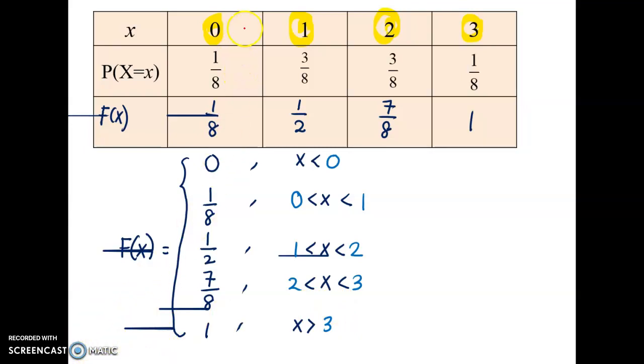The equal sign here, now we look at our cumulative. Our cumulative 1 over 8 is when x equals 0. So 1 over 8 here, the equal sign at x equals 0. 1 over 2 is when x equals 1. So 1 over 2, we put equal sign here. 7 over 8 equal sign at 2 and 1 equal sign at 3. So this is our cumulative distribution function, CDF.